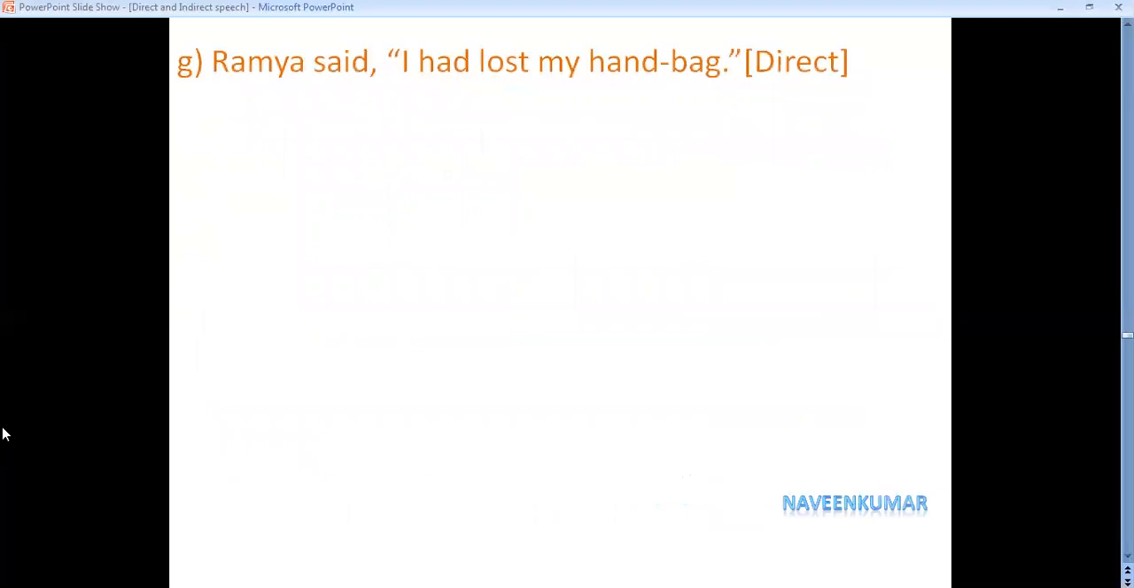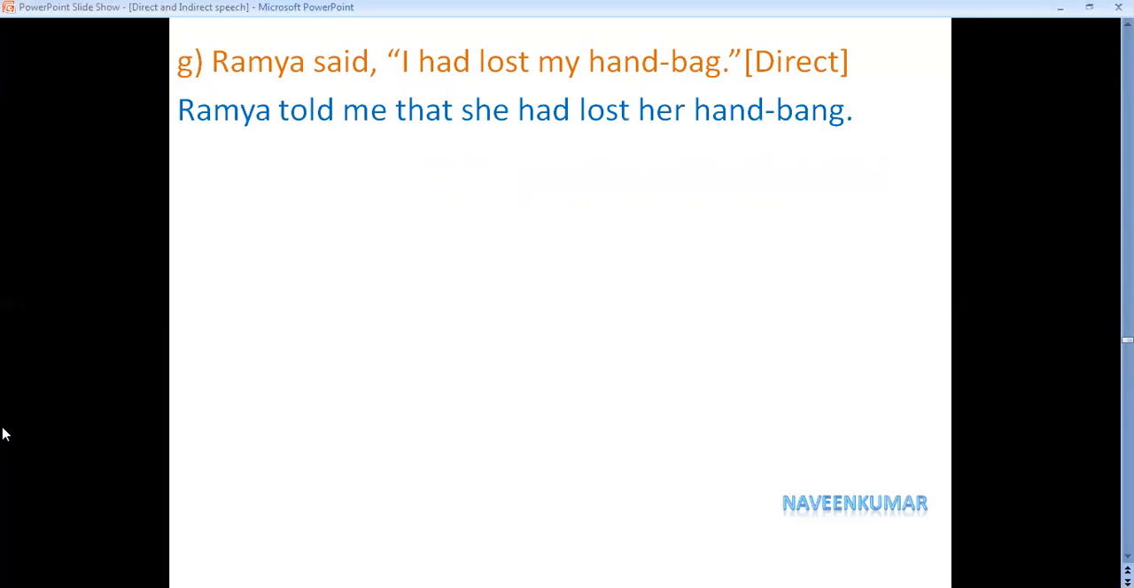Next one. Ramya said, I had lost my handbag. So what is the tense of the direct speech? I had lost my handbag. That is past perfect tense. If the direct speech is in past perfect tense, indirect should have no change. We have to keep it in past perfect tense itself. So let's try to change that into indirect speech. Ramya told me that she had lost her handbag. I had lost my handbag became she had lost her handbag. The tense is the same, past perfect.